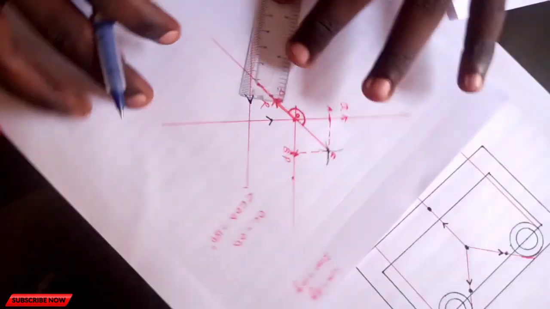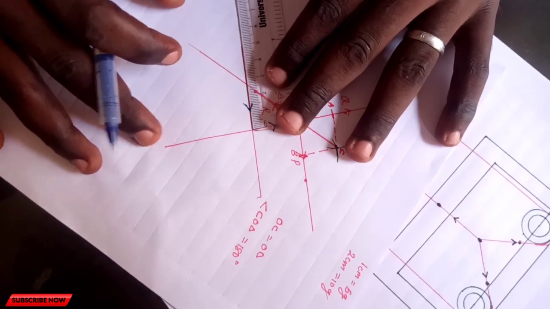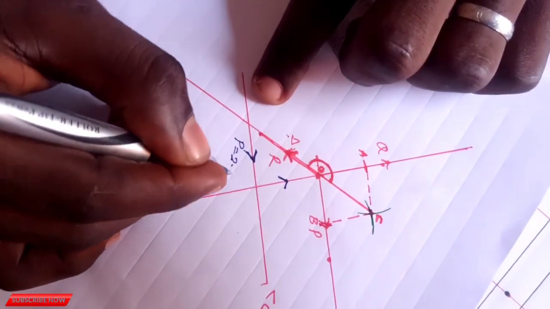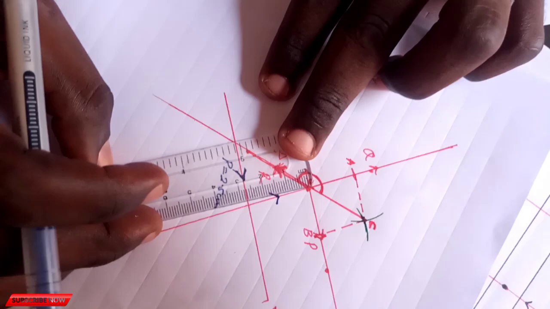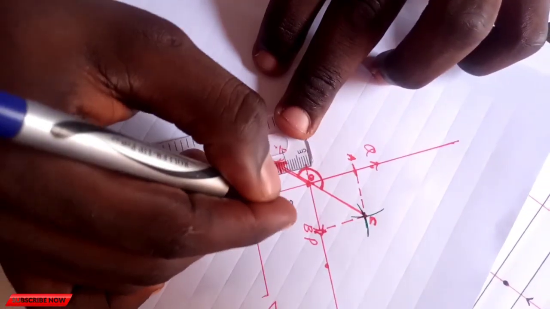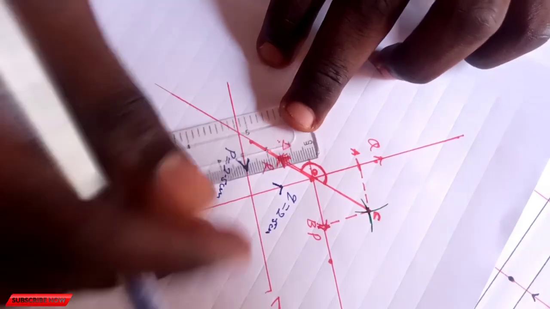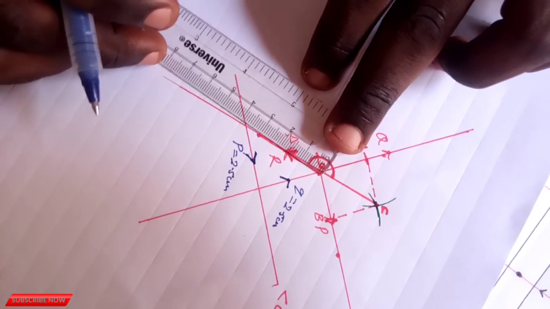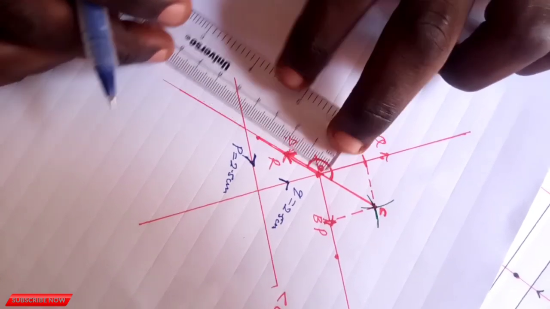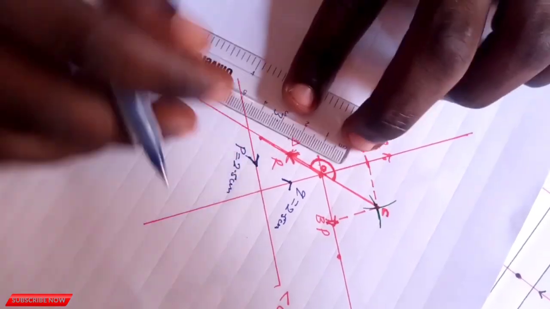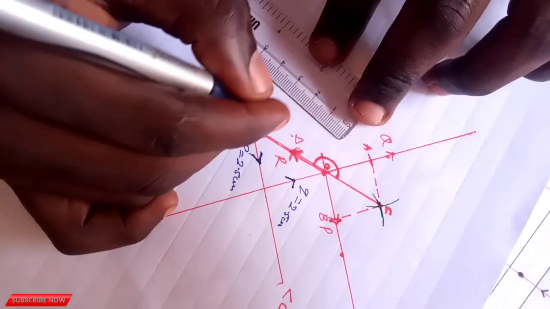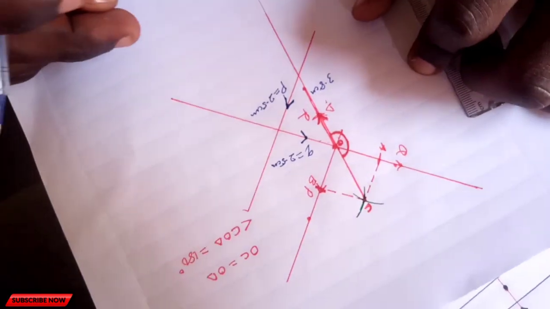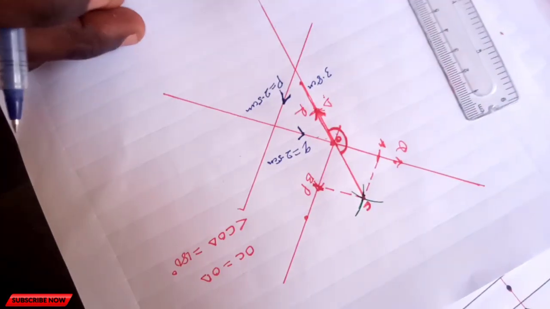Now, what I'm going to do next is take the measurement of this. When I take this, it is 2.5, which is small p. Small p is 2.5 centimeter. And this is small q, which is also 2.5 centimeter. And here is our small r, which is 3.38, so this is 3.8 rather. Okay, this is 3.8 centimeters. So this is the triangular law of forces or triangular law of vector.